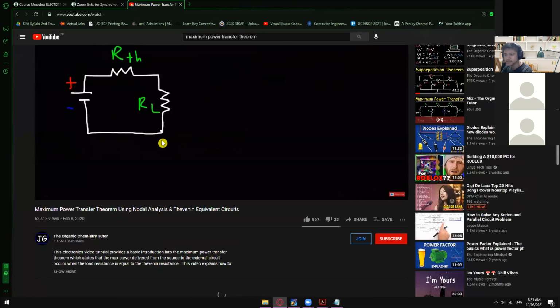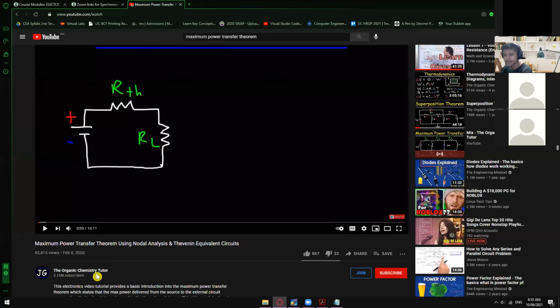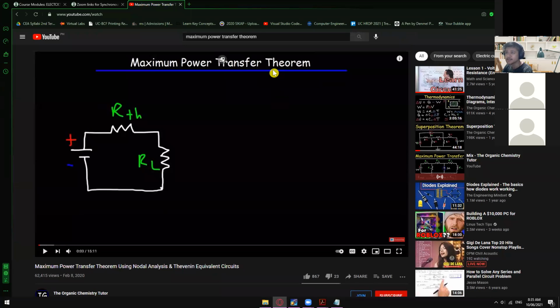All right, so this one came from the organic chemistry literature again, one of the bloggers or tutorials that I highly recommend. So in applying the maximum power transfer theorem, you must have this equivalent circuit. Before you can apply this one, you need RTH, and then the VTH, and then the RL itself.